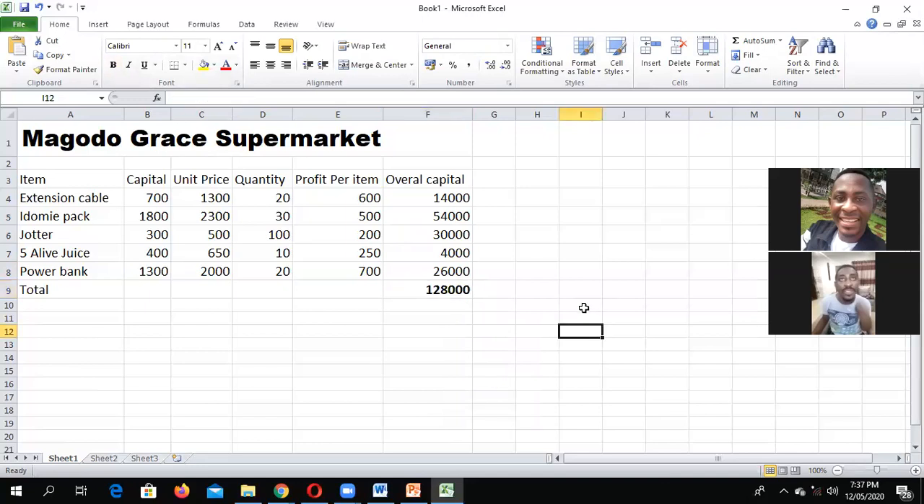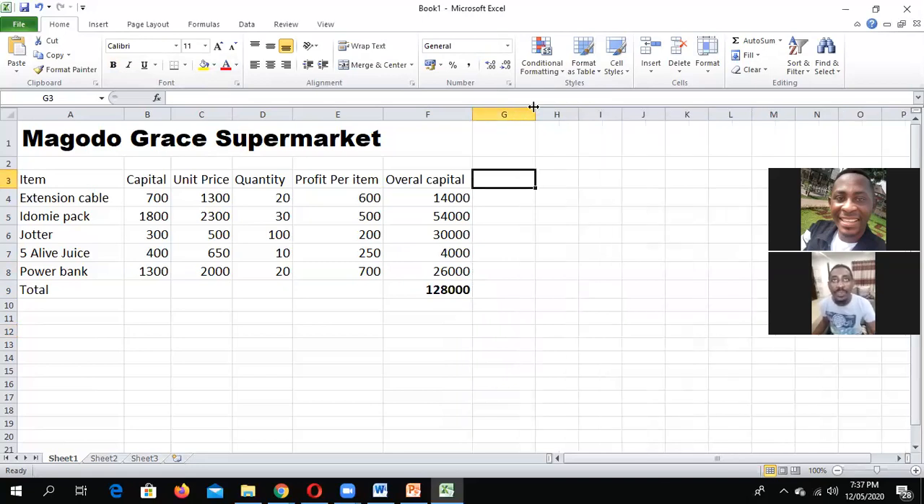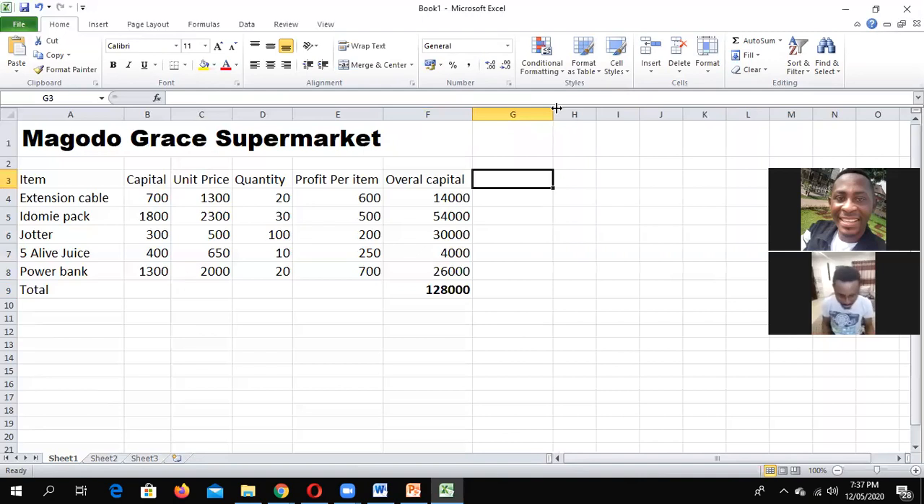So I bold this. The next thing I want to do right now is calculate their overall profit, so how much they made as profit. To calculate profit is very easy.